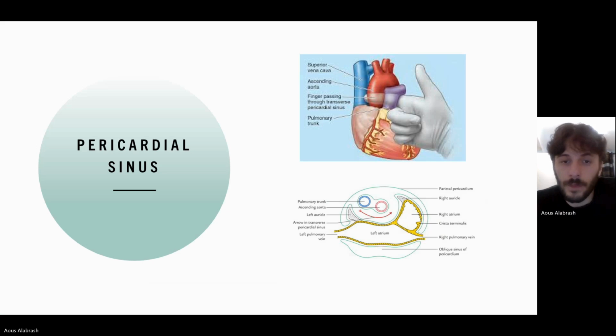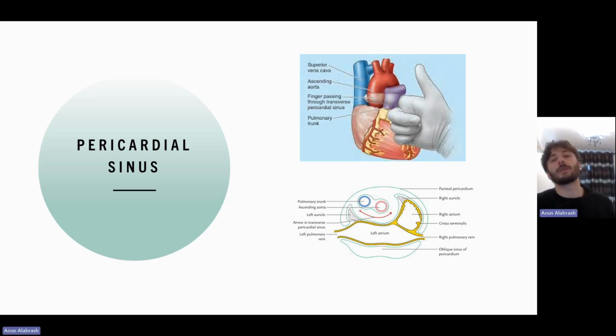Now, then we have the pericardial sinuses. Also, I think the video for the pericardium will go into more details. However, in such a broad question, it's sufficient to just say that these are passageways formed by unique foldings of the pericardium around the great vessels, because you know that we have the visceral pericardium and the parietal pericardium, and the way they fold can lead to some passageways forming.